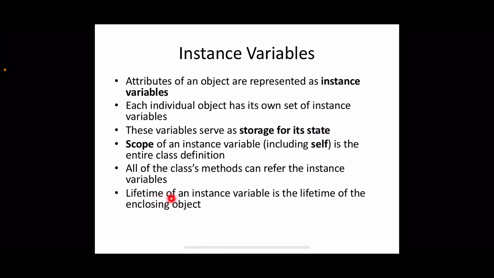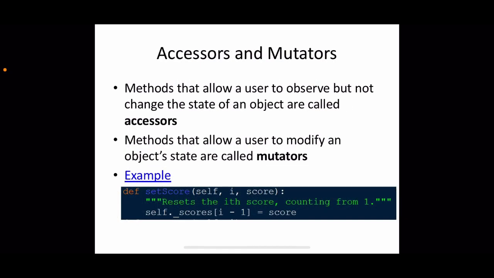And lifetime of an instance variable. So instance variable is actually part of an object, right? So whenever this object is there, this instance variable is also there. Whenever the object is removed, it is deleted from our program, the corresponding instance variable also will be removed. That is why the lifetime of an instance variable is the lifetime of the enclosing object. And names of instance variables must begin with self. So if you refer to a particular instance variable belonging to a particular object, we should refer to it as self.name, self.salary, like that.